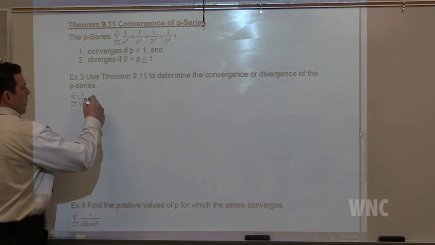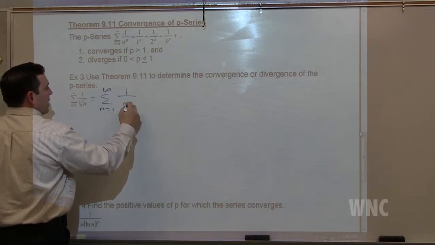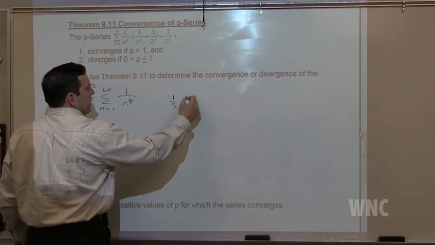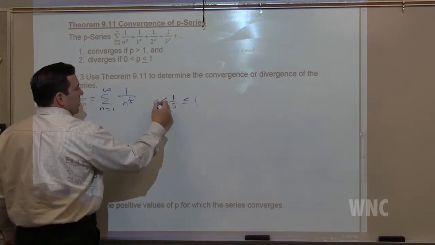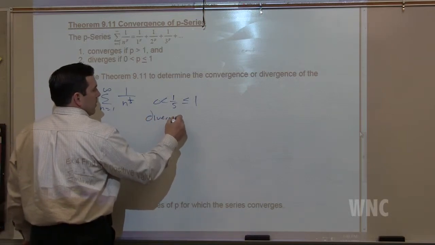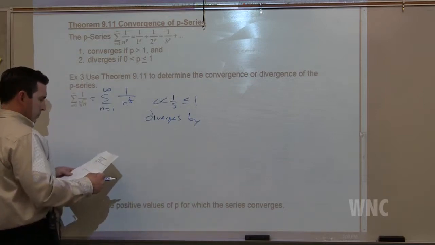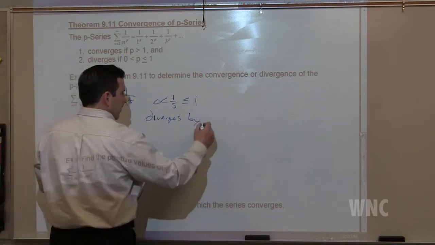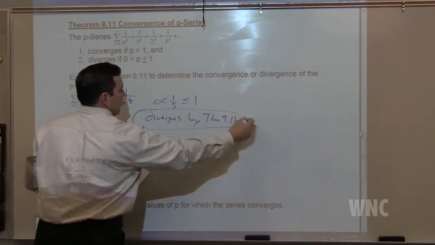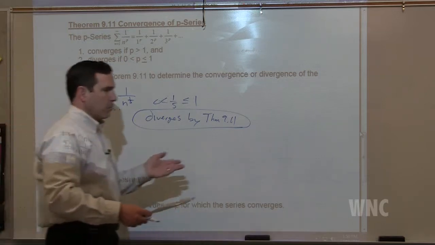Okay, so what we have here is the sum as n goes from 1 to infinity of 1 over n to the 1/5 power. Well, 1/5 is less than or equal to 1, bigger than 0. So this diverges by the p series, by theorem 9.11. That was a lot less work than the previous problem.